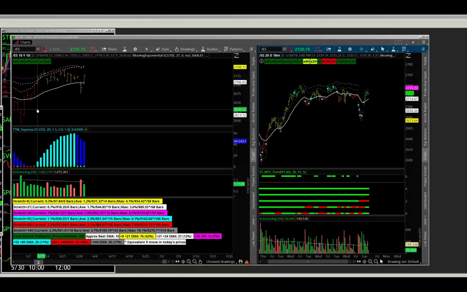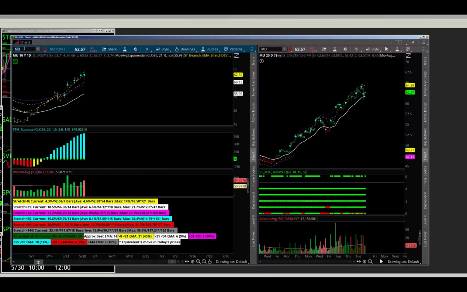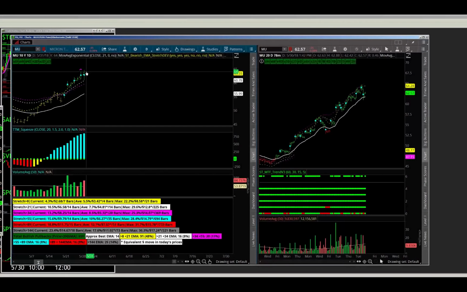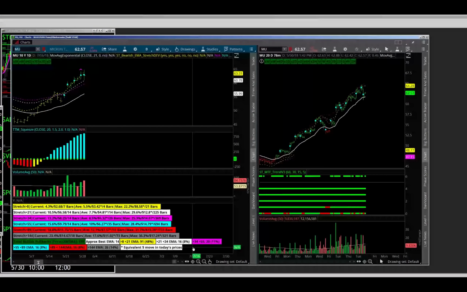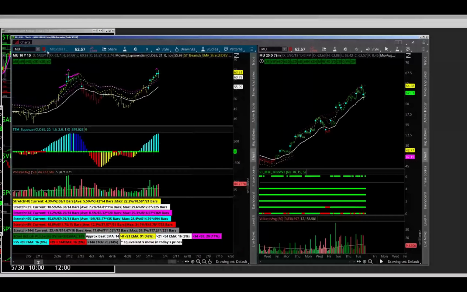If we look at Micron Technologies off of the daily chart, you can see that it's at the upper end of these levels. So this is certainly not a place I'd be buying. It's a place where I'd be taking some chips off the table.